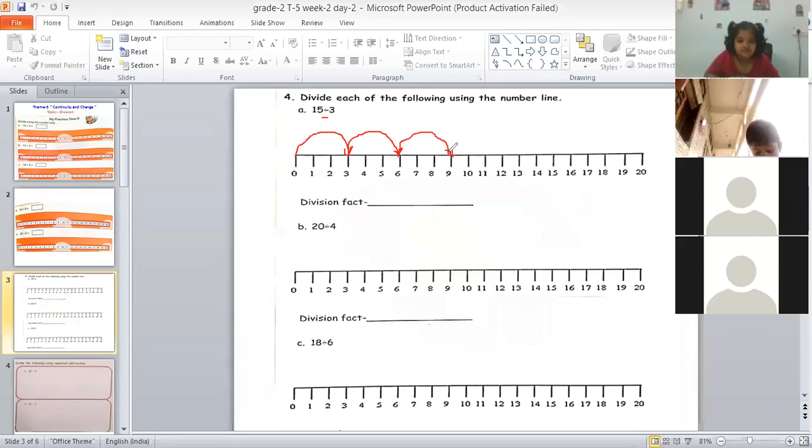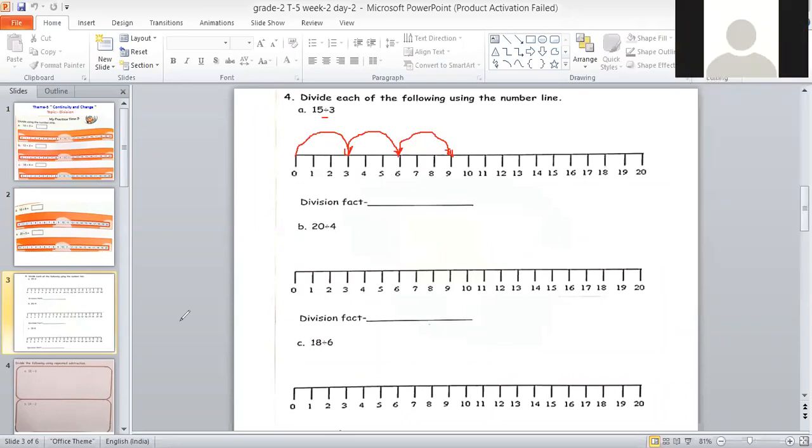Children, I am using the cursor here. I may not be able to draw proper lines, but you have to do it in a proper way. Okay, ma'am. Yeah. Okay, so now the next number.